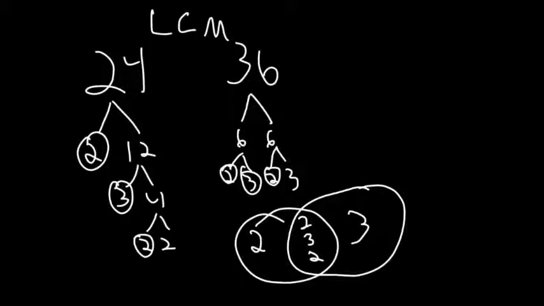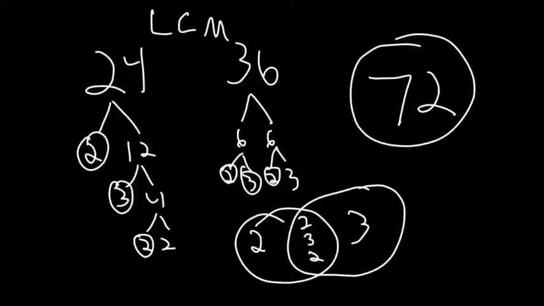So 2 times 2 is 4. 4 times 2 is 8. 3 times 3 is 9, and then 8 times 9 is 72. And if you can't do that in your head, it's okay, just write it out.